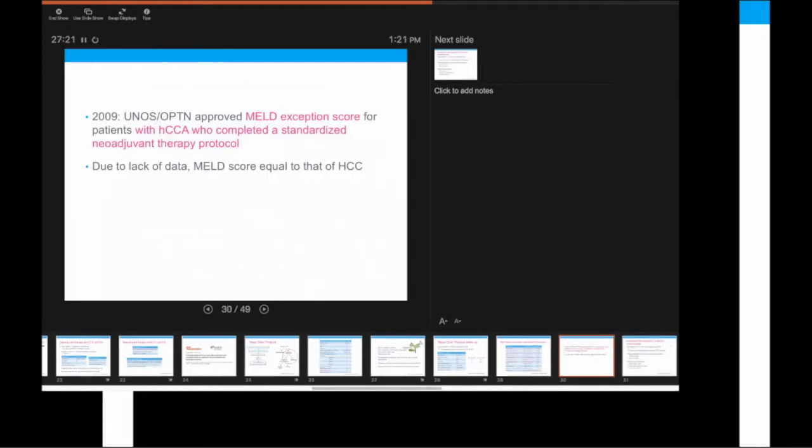So based on this data, in 2009, UNOS and OPTN approved the MELD exception score for patients with perihilar cholangiocarcinoma who completed a standardized neoadjuvant therapy protocol. But due to the lack of available data, they basically used the MELD score designated for HCC to be given to patients with perihilar cholangio.